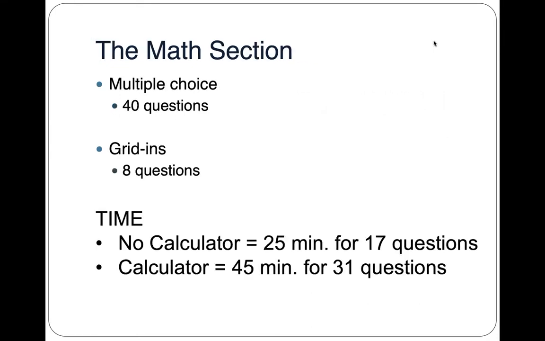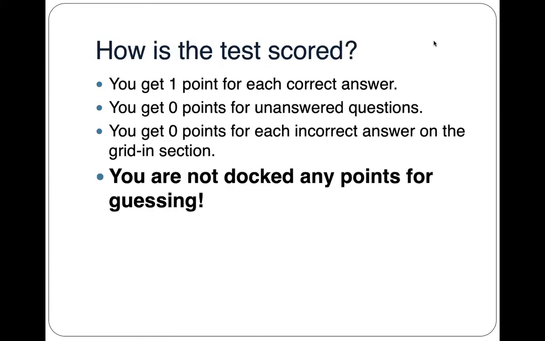The math section breaks down into two parts, shown at the bottom of the screen: a no calculator section that's 25 minutes for 17 questions, and a calculator section that is 45 minutes for 31 questions. Of those problems, you will have 40 multiple choice questions and 8 questions that you grid in, where you create your own answer and grid it in.